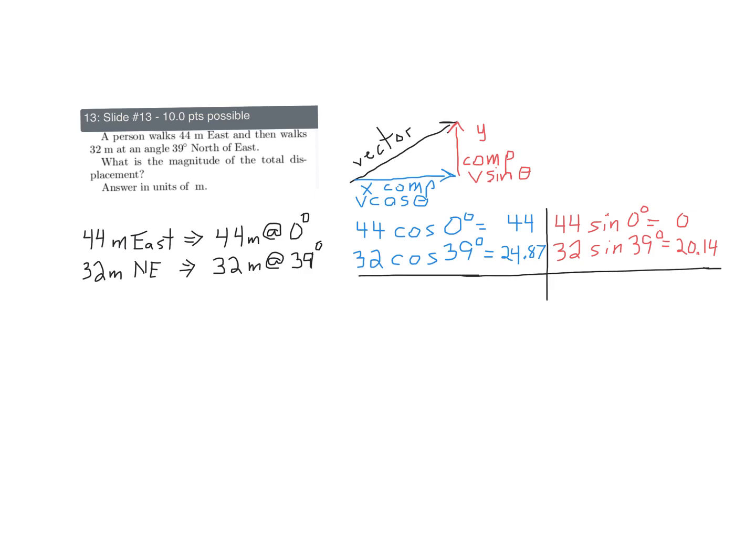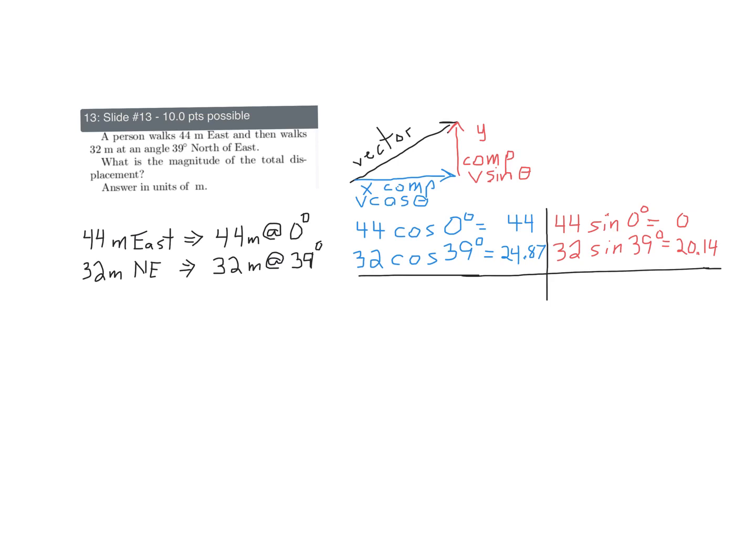Our second vector is the one that's going to give us some numbers. The second vector is in quadrant 1, so it has a little bit on the x-axis and a little bit on the y-axis. So we'll plug in 32 cosine of 39 degrees, and that gives us 24.87. 32 sine of 39 degrees gives us 20.14. Again, this makes sense. Our angle is 39 degrees, so it's a low, shallow angle, and it has more horizontal than vertical, just like what we have drawn here.